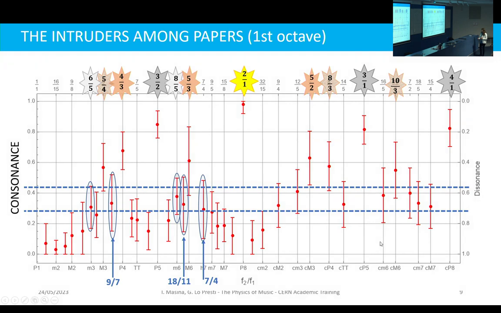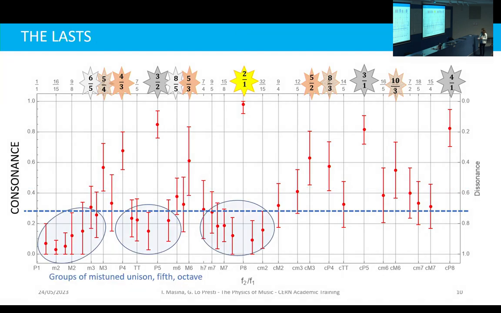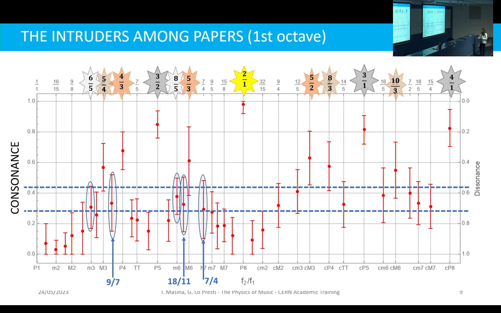While the lasts are, first, there are some intruders in the category of the minor third. These are this kind of microtonal intervals, 9/7, 18/11, 7/4. This is known as harmonic 7 because it's some harmonic number 7. But they are not present in the keys of the piano, in the keyboard of the piano. But they are not so bad, finally.